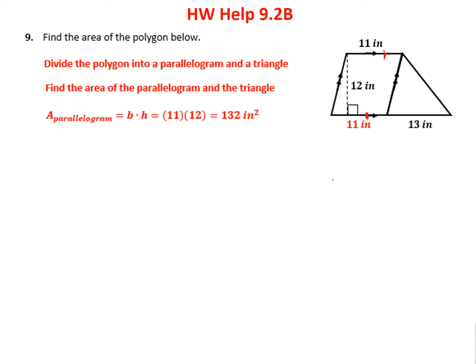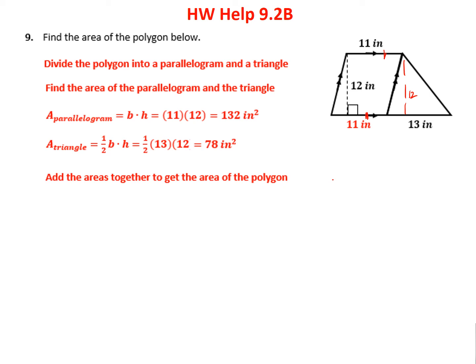Now the next thing we can do is find the area of the triangle. The height of the triangle would also be 12 inches, and the base is 13, but the area of a triangle is half of that. So 1/2 of 13 times 12 gives us 78, and then we just add them both together to get the area of the polygon. So 132 plus 78 is 210 square inches. And that's the area of that trapezoid, and we found it by dividing it into a parallelogram and a triangle.